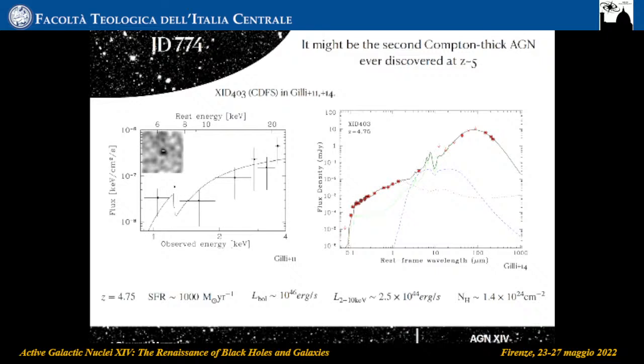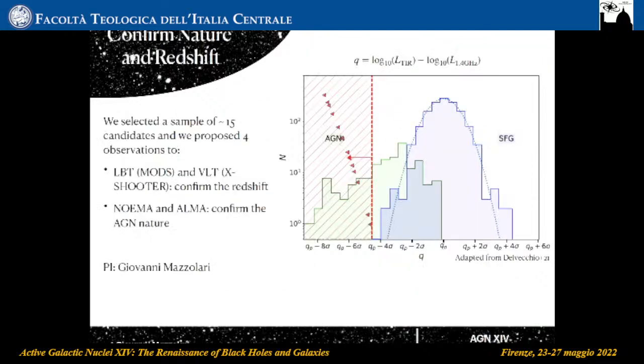This source shares many features with our candidate, and so besides its immediate scientific value, it will point out that radio selection is a very promising technique to identify obscured AGN at high redshift. So, as I said, ID774 is our prototypical candidate, but it was selected using the procedure we presented in the same way as the other 14 candidates. So, if the nature and the redshift of all these 15 candidates will be confirmed, we will have for the first time a statistical sample of obscured AGN at redshift around 5.